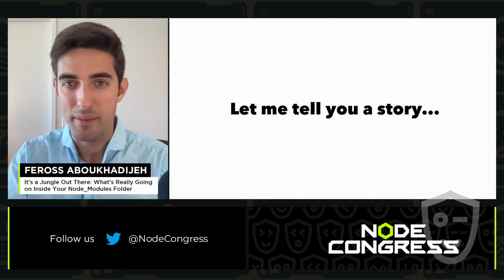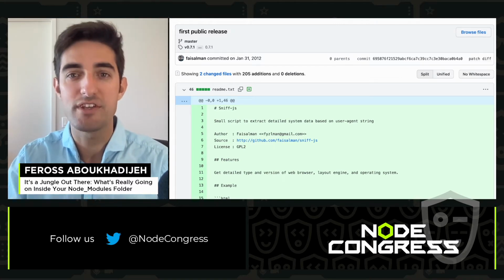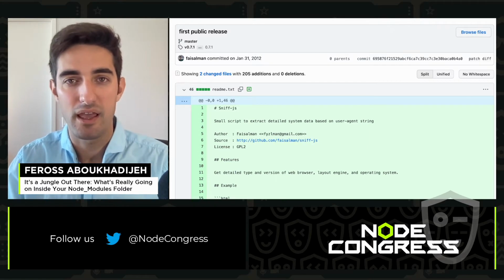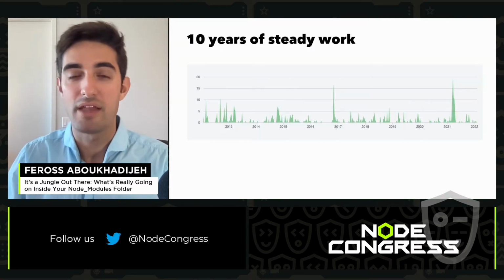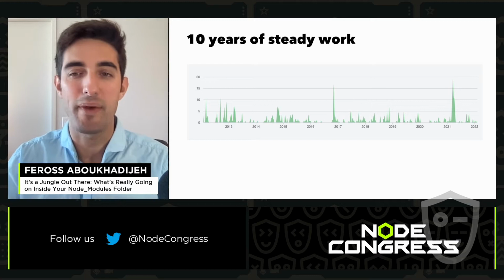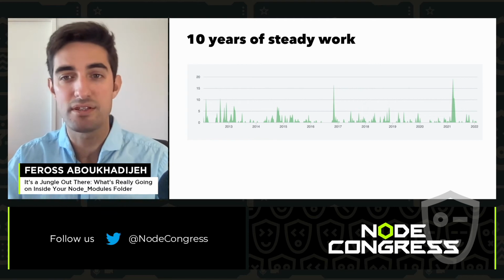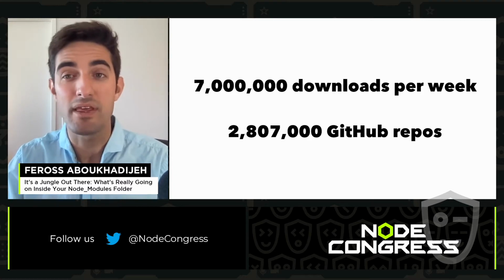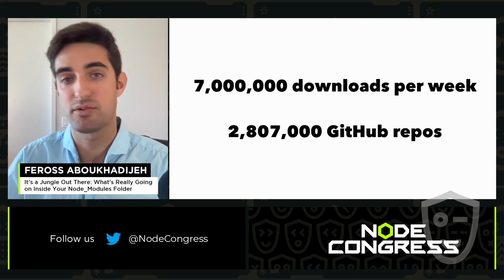Before we get started, let me tell you a story. On January 13th, 2012, over 10 years ago, a developer named Faisal Salman published a new project to GitHub. It was called UA-Parser.js, and it parsed user agent strings. Now, lots of people found this project useful, and so over the next 10 years, Faisal continued to develop the package, along with the help from many open source contributors. He published 54 versions as the package grew in popularity. It eventually grew to 7 million downloads per week, eventually being used by nearly 3 million GitHub repositories.